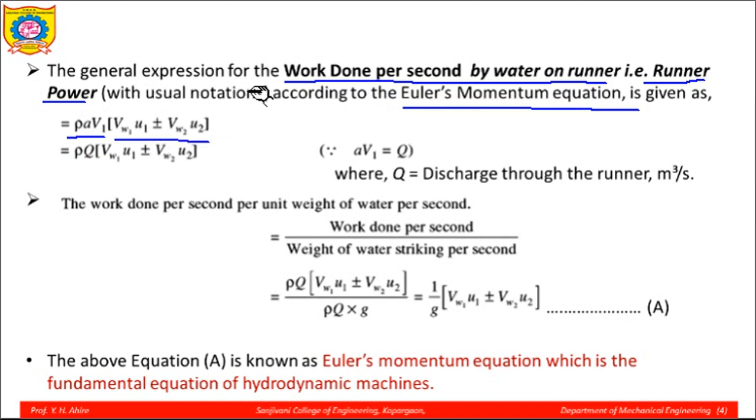This is the generalized expression of work done by the water on the runner, where a V1 is nothing but discharge rate through the runner, with the plus minus sign.